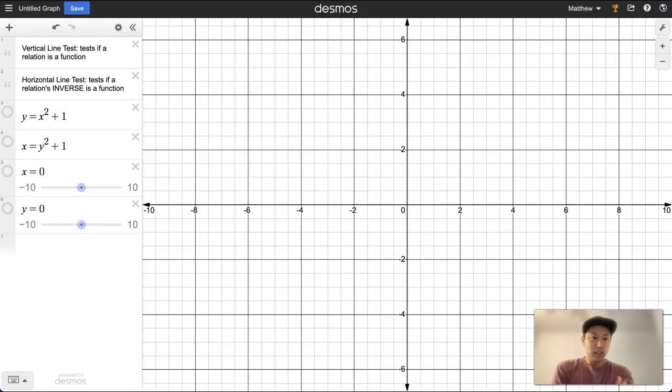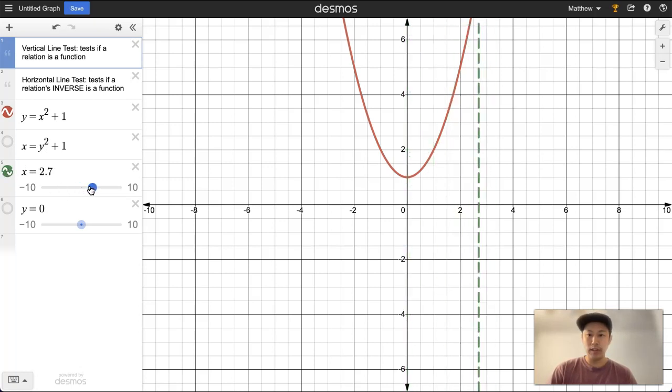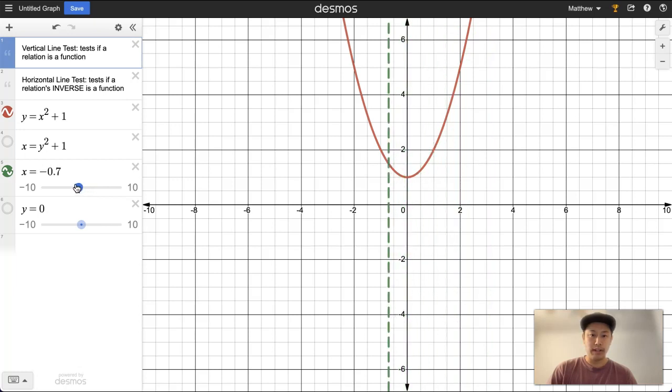Okay, so reviewing a little bit, I'm going to start with just a parabola here. We have a quadratic. This is a type of function, because it passes the vertical line test. The vertical line test tests if a relation is a function. If I can draw a vertical line anywhere through this parabola, and it only hits one point at a time, then that means it's a function. That's another way of saying every x value hits exactly one y value.